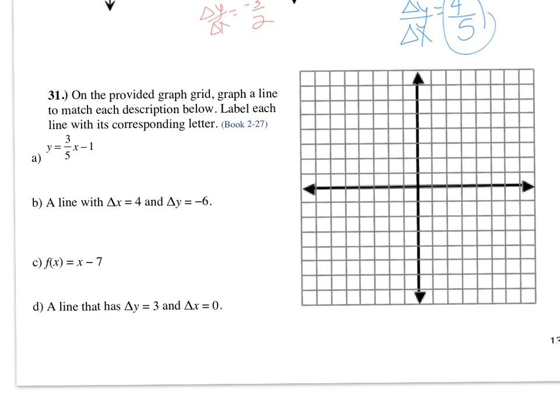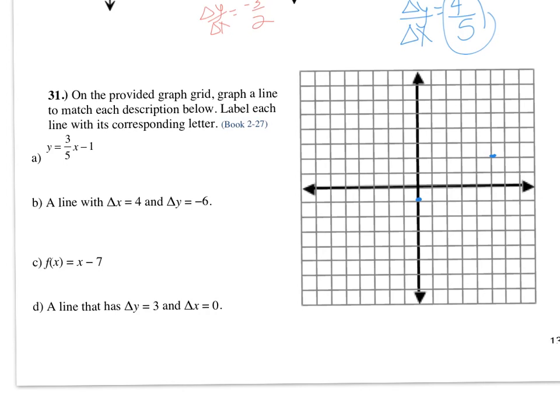For 31 on the grid provided, we are going to graph the line y equals 3/5 x minus 1. So we're going to start by identifying the y-intercept, which is -1. And then our slope, which is 3/5, will go up 3, 1, 2, 3, go over 5, 1, 2, 3, 4, 5, and we'll put a point. And you only need 2 points to draw any line, so we can connect them.